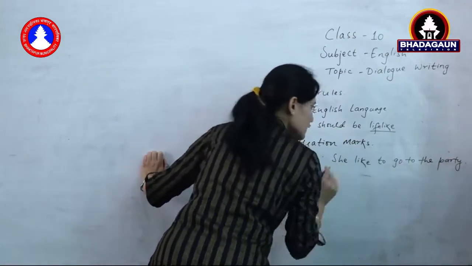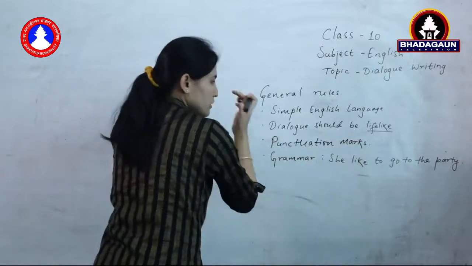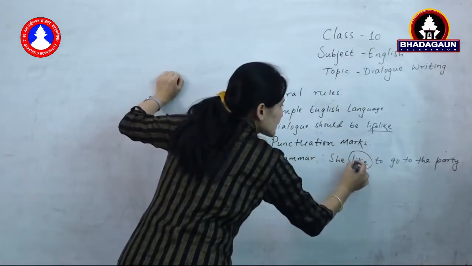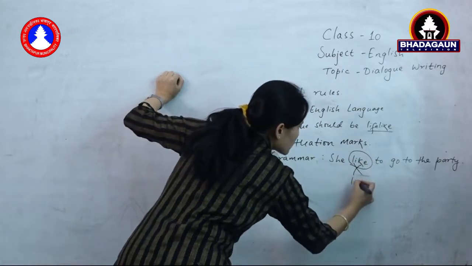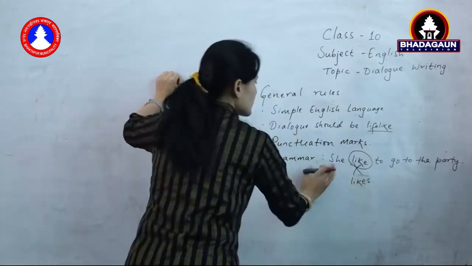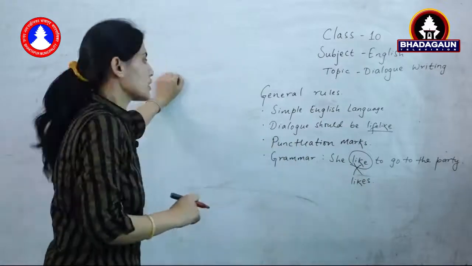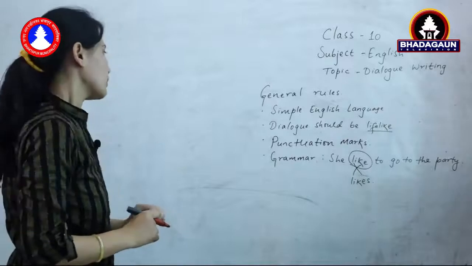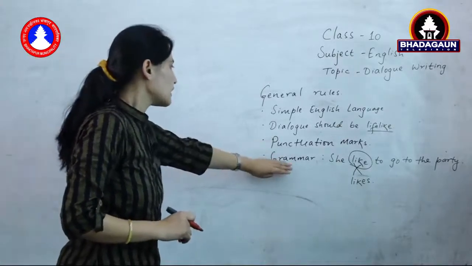But here, "she like to go to the party." When we check this sentence, we find it incorrect because the word "like" is incorrect. Instead of "like," we have to make it "likes." So subject verb agreement is very important to be taken care of whenever we write the dialogue. Alright, so of course punctuation marks will be taken care of, likewise grammar.